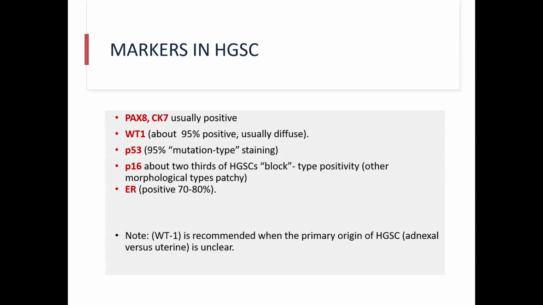Markers in high-grade serous carcinoma, like low-grade serous carcinoma: PAX8 and CK7 are usually positive, WT1 positive. P53, unlike low-grade serous carcinoma, will show a mutant pattern of expression. P16 in 2/3 of high-grade serous carcinoma will show block-type positivity, and ER tends to be positive in 70 to 80%. WT1 may help in the differential of high-grade serous carcinoma of adnexal origin versus uterine origin, but sometimes gives unclear results when it's focal, and sometimes uterine serous carcinoma tends to show some WT1 expression. So it's only helpful when it's negative. If it's negative, this is an endometrial serous carcinoma. If it's positive, we may have a tubo-ovarian serous carcinoma, but there are exceptions.